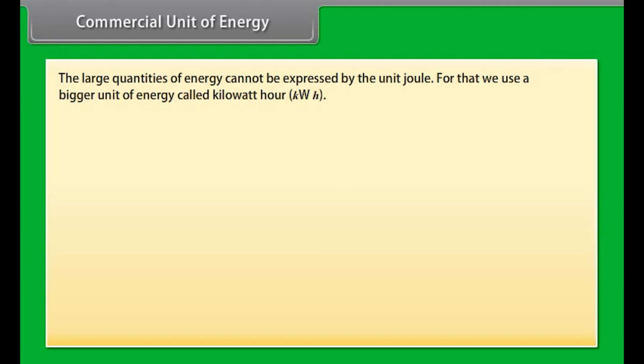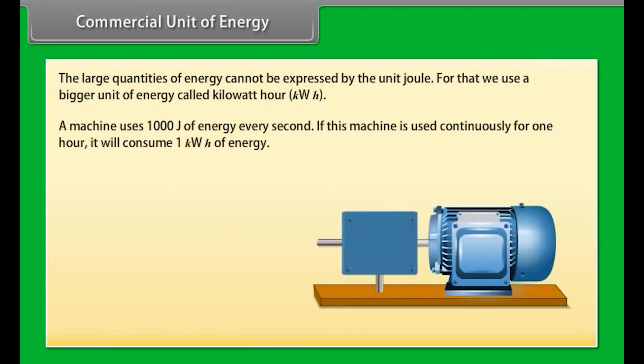Commercial unit of energy. We know the unit of energy is joule, but large quantities of energy cannot be expressed by the unit joule. For that we use a bigger unit of energy called kilowatt hour. Let us take an example of a machine that uses 1000 joule of energy every second. If this machine is used continuously for 1 hour, it will consume 1 kilowatt hour of energy.